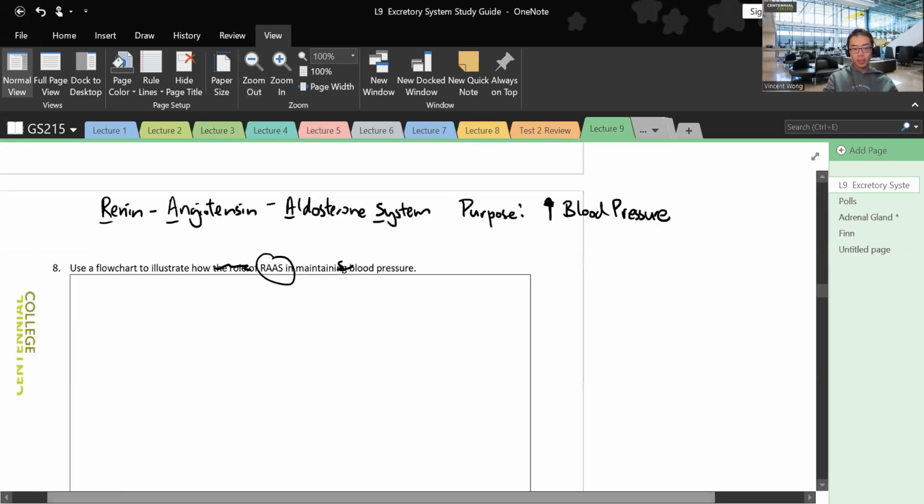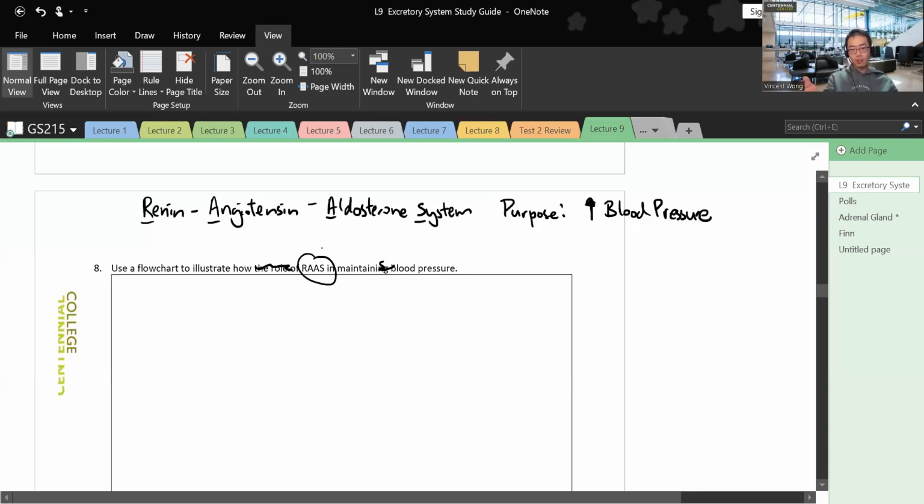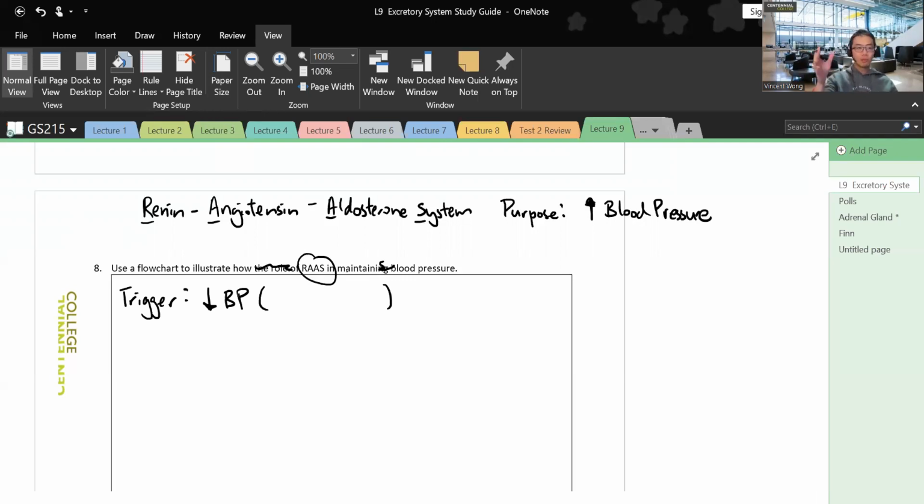So normally the RAS, the system, is not activated. Okay, we need to trigger it. And the trigger for RAS is low blood pressure, drop in blood pressure. Can someone give me some examples of why we have low blood pressure? Like what are some situations that could lead to low blood pressure? Doesn't have to be like long-term chronic diseases, like just normal things that we experience every day that could lead to drop in blood pressure.